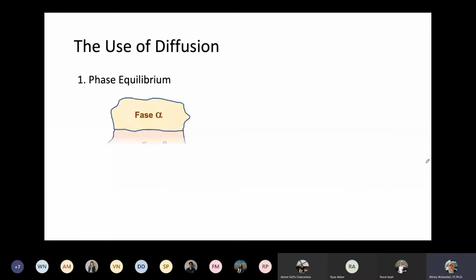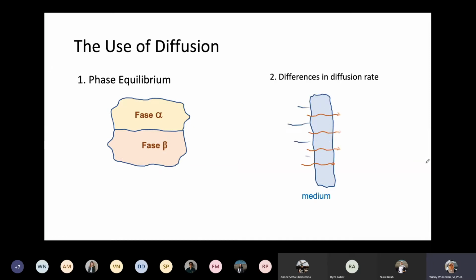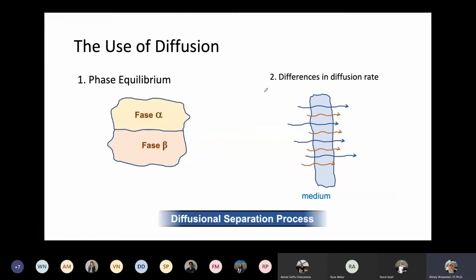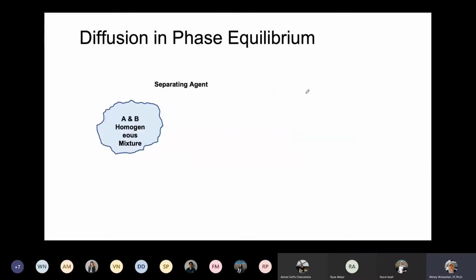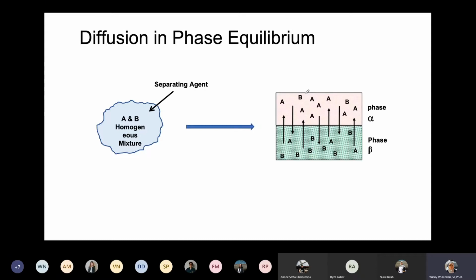Okay, so the use of diffusion, we're gonna use phase equilibrium. And the second one is, for example, the differences in diffusion rate. If we have two compounds and one compound has a higher diffusion rate, so this compound will have a faster rate. So what you get, you end up with more A rich rather than B. Okay. So what do you get with diffusion in phase equilibrium? If you have a homogeneous mixture, let's say you have that example, nitrogen and oxygen.